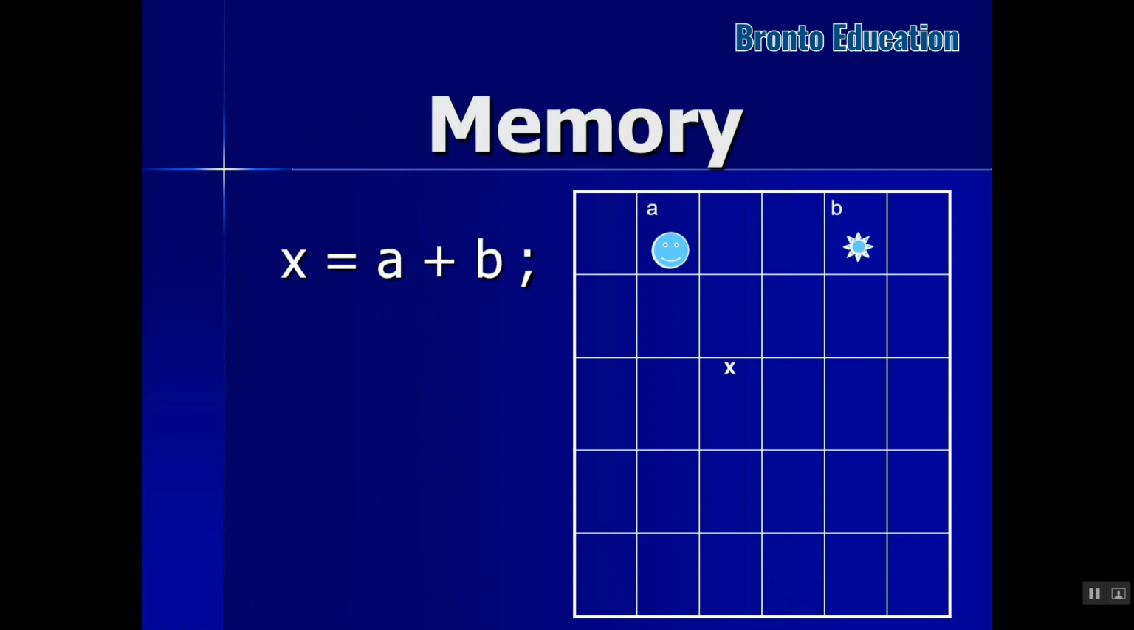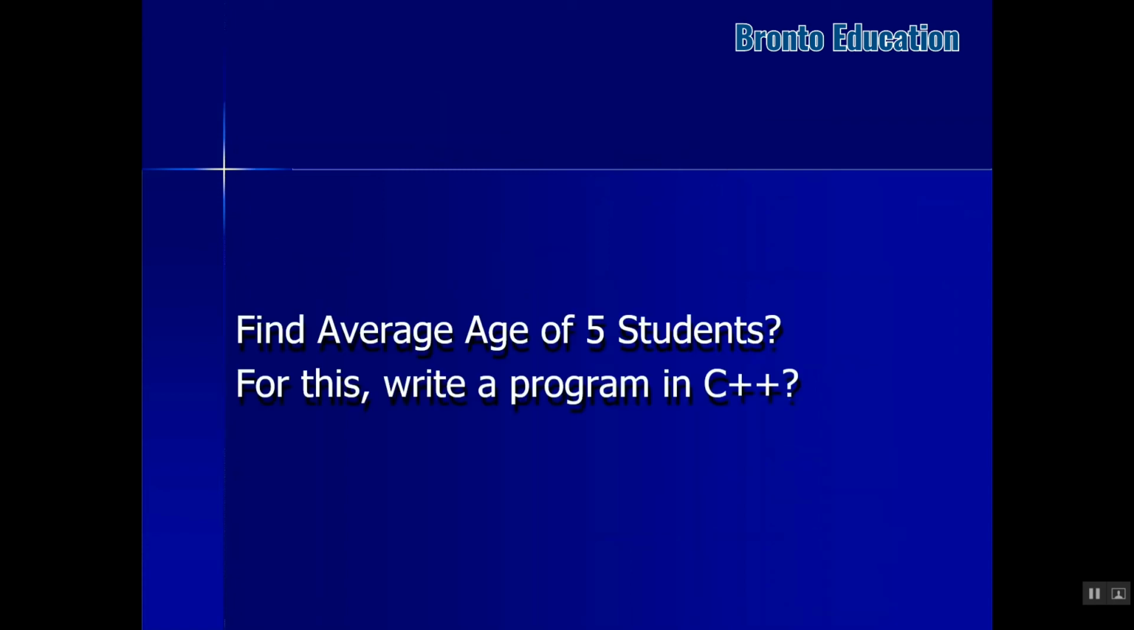So memory, you have the memory, and you have a and b. A and b are variables or memory locations. Inside a we have one value, inside b we have another value, and they will be added, and the result will be saved inside x. So let's make a program: find the average age of 5 students. For this, write a program in C++.